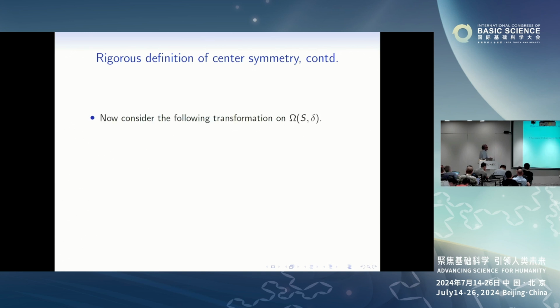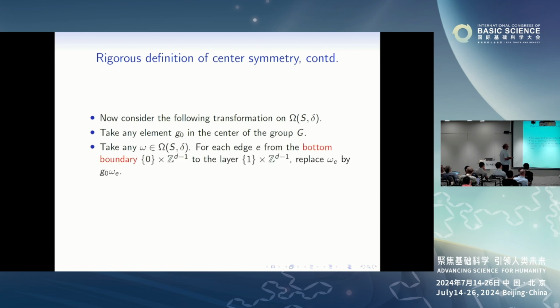Okay. So now consider the following transformation on the space of configurations. Take any element G0 in the center of the group. So first of all, if G has trivial center, there is going to be a problem. So assume that G has non-trivial center. So take any element in the center of the group, that is, an element that commutes with all group elements.